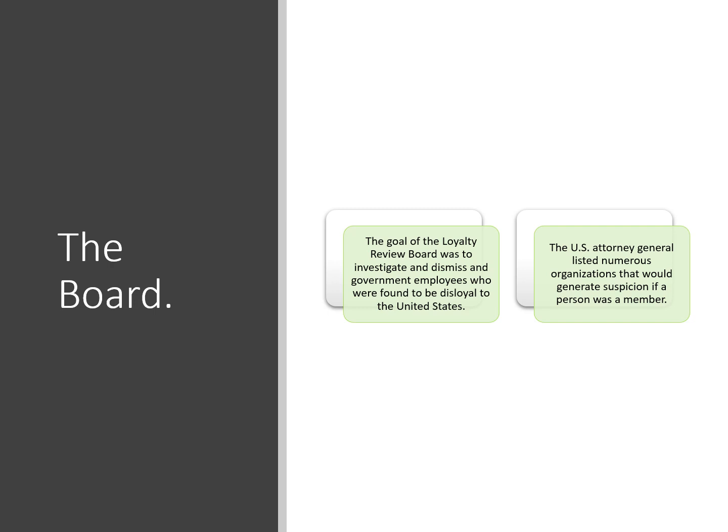The goal of the Loyalty Review Board was to investigate and dismiss any government employees who were found to be disloyal to the United States. The U.S. Attorney General also listed numerous organizations that would bring about suspicion if a person was a member of it.